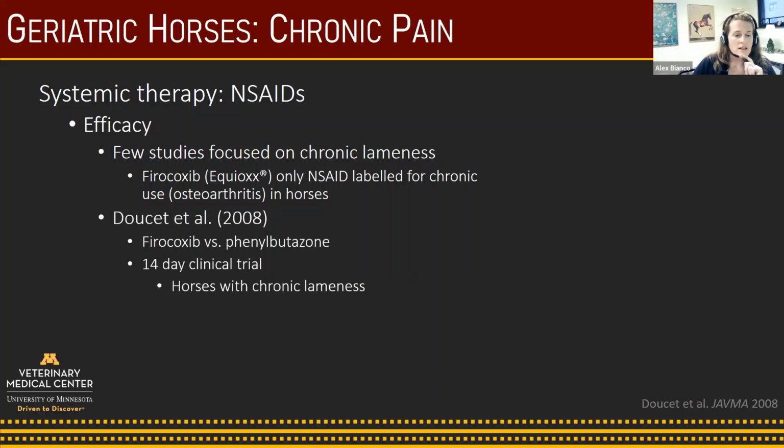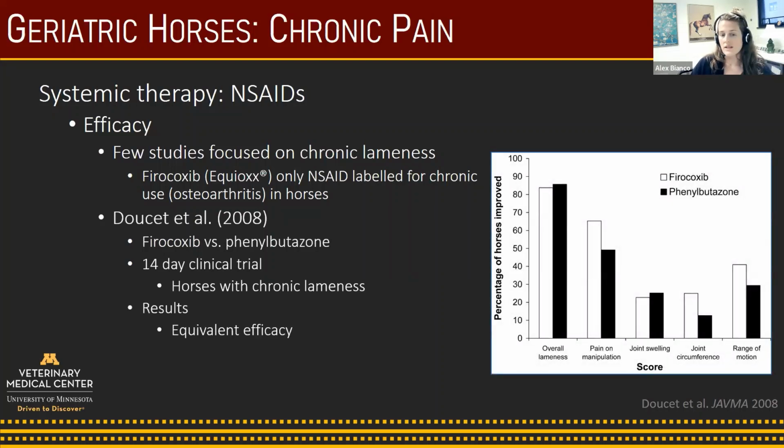So that was this study, and they basically showed that within that 14-day trial, with the things that they were measuring, it was equivalent in efficacy to Bute given once a day. So there are some issues with this study, but this is the study that got that medication approved for use and demonstrated that it is effective for chronic arthritis.